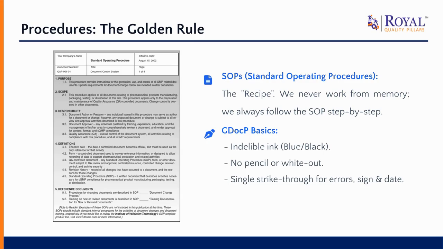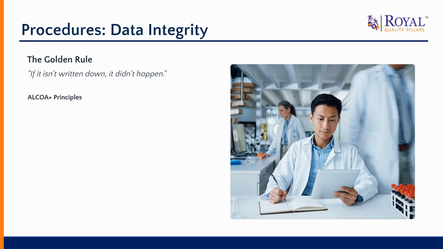Correction. If you make a mistake, do not scribble it out. We are not hiding secrets. Draw a single line, sign it, date it, and write the correct value. We need to see what was written before. If it isn't written down, it didn't happen. In a court of law, if you did the work but didn't sign the logbook, you didn't do the work.